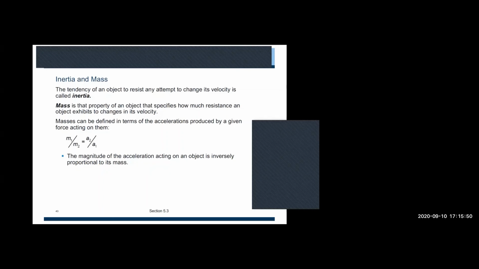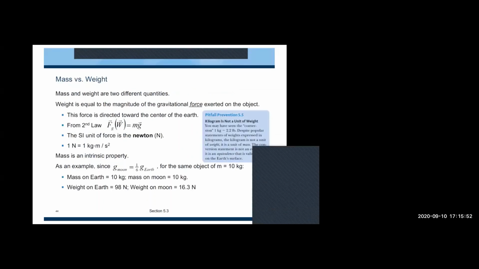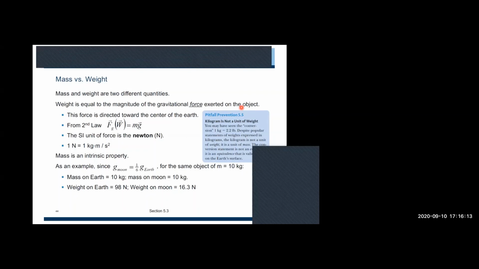On the other hand, weight is a force. Weight is a force generated on an object due to the gravitational pull. So weight is equal to the magnitude of the gravitational force exerted on the object. And according to Newton's second law, this weight, which is the gravitational force acting on the object, is equal to m times g. g is the acceleration due to gravity.